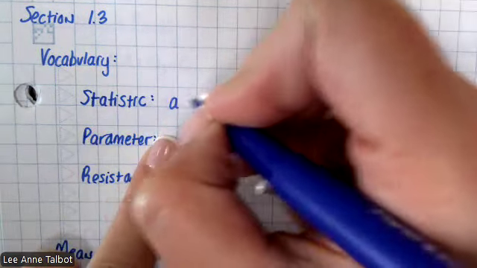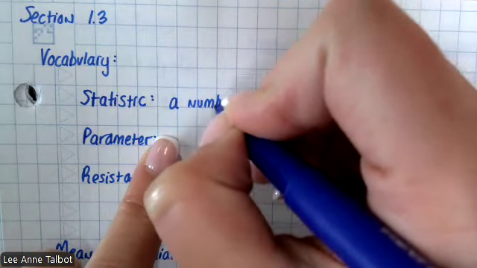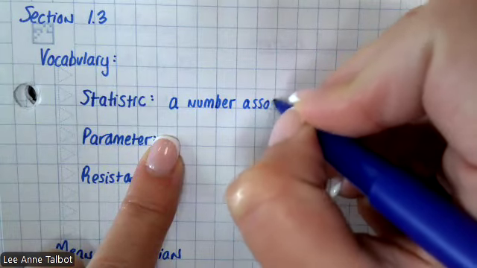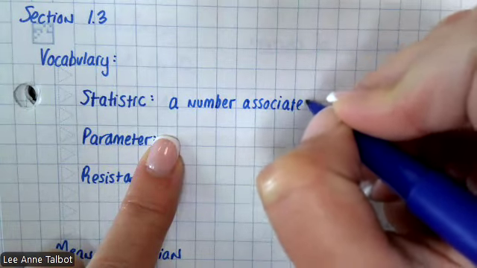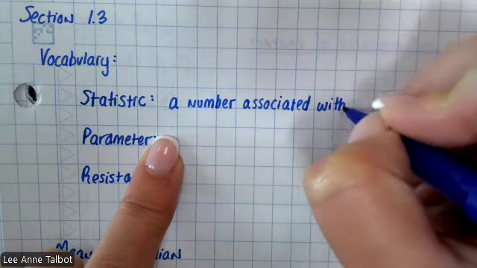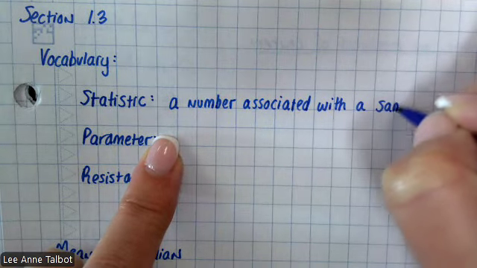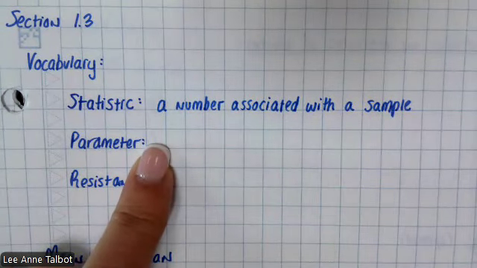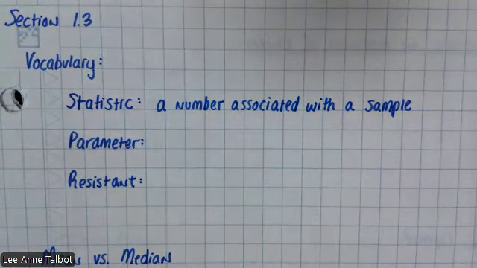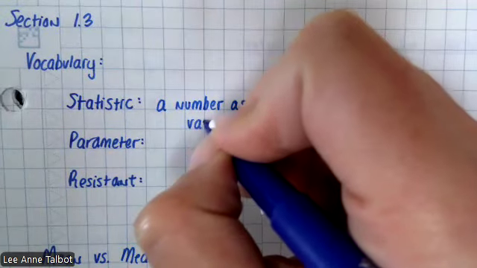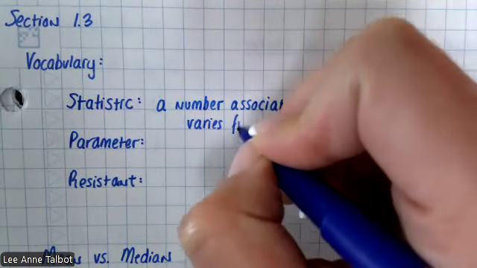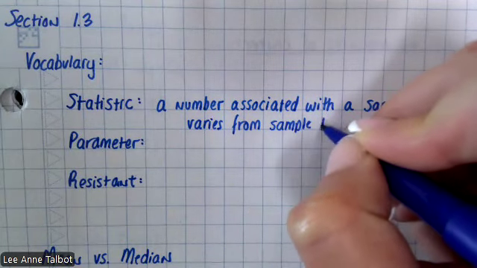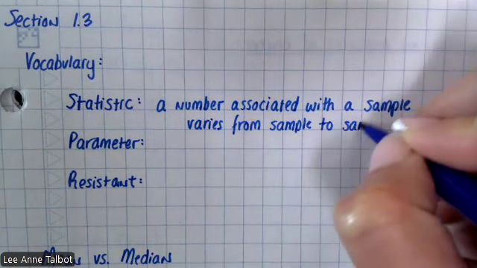A statistic is a number associated with a sample. So it's a number that you get from taking a sample, and it varies from sample to sample.